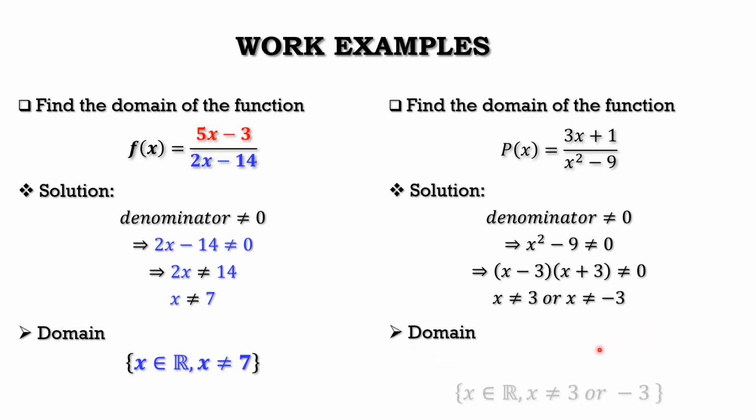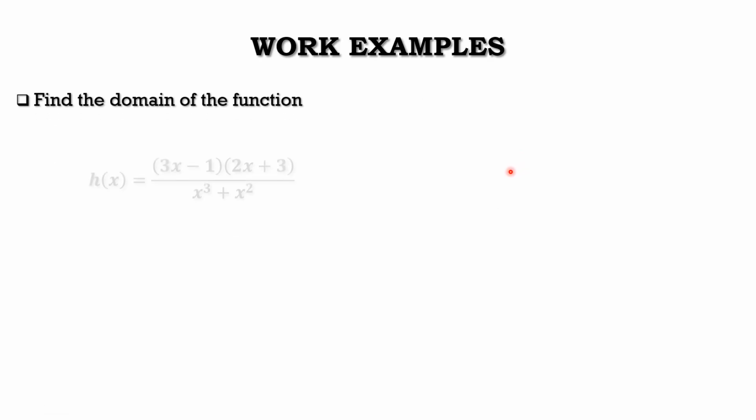So if I want to write the domain, then the domain is such that x is a member of real numbers, but x cannot be equal to 3 or x cannot be equal to minus 3. So this completes the domain for this particular rational function p of x. Now let's move to another example.